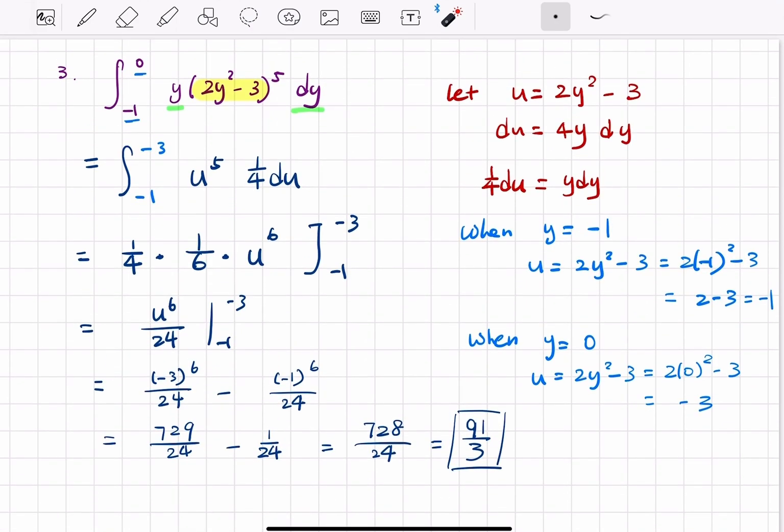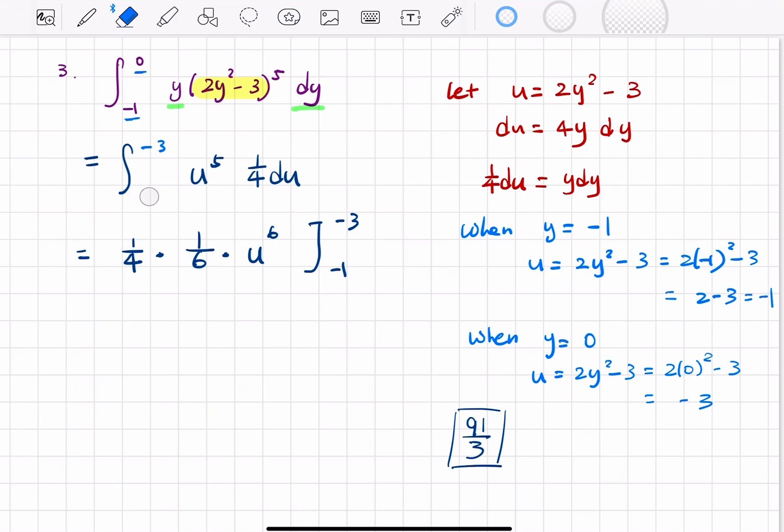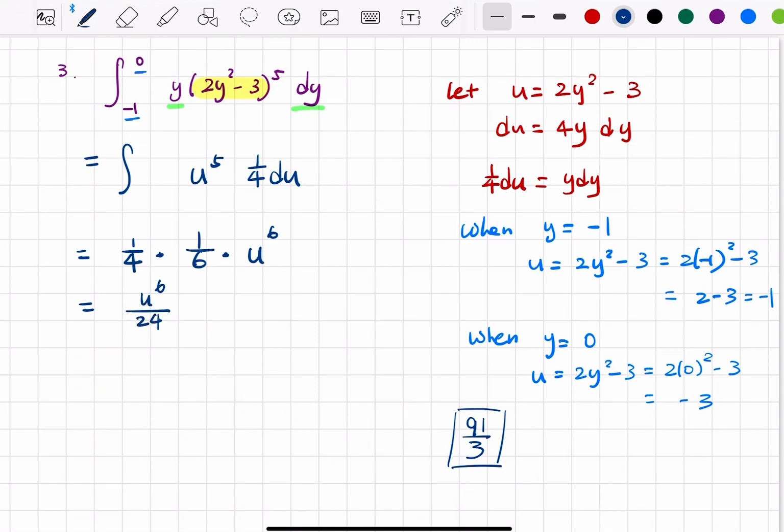Let me see if I can really quickly erase part of the work. Okay, so for example, let me just erase it. Just keep the final answer. For example, I'm going to just ignore that this is a definite integral. And then I find my antiderivative, which is 1 over 4 times 1 over 6 times u to the 6th power, which is u to the 6th power over 24. But we cannot have u. We have to replace it back as (2y squared minus 3) to the 6th power over 24.